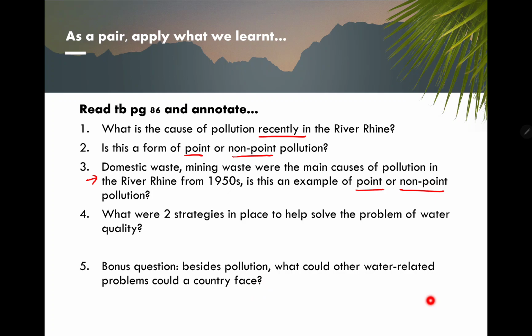Lastly, in the article itself, they mention 2 strategies to solve the problem of water quality. So what are the 2 strategies that they put? And last one, bonus question, besides pollution, what other water related problems will a country face? This one maybe I won't give any prizes. Can I think? I'll see how it goes. Because at the next slide, I'm really going to give you the answer for question number 5. But first 4 questions. Annotate within your textbook itself.